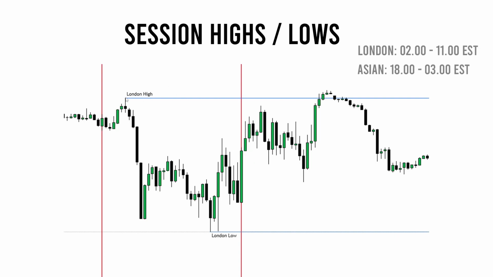Then you would mark out the highest point of the London session as London high and the lowest point of the London session as London low. So all the stop losses that were placed in London session have a very high probability of being placed either above here or down here. That is where most stop losses are placed. So these session highs and lows are always very valid liquidity points.